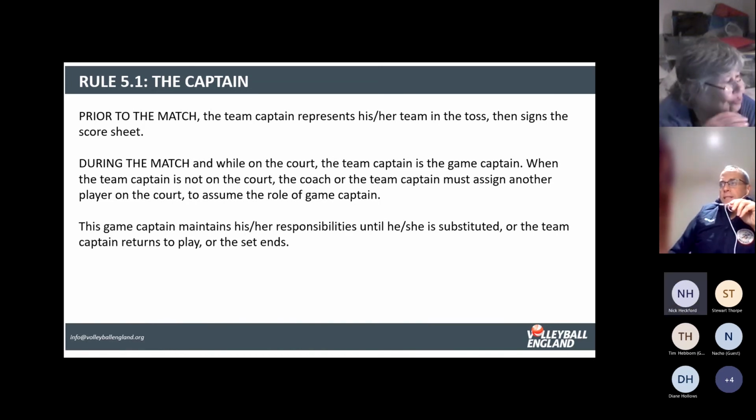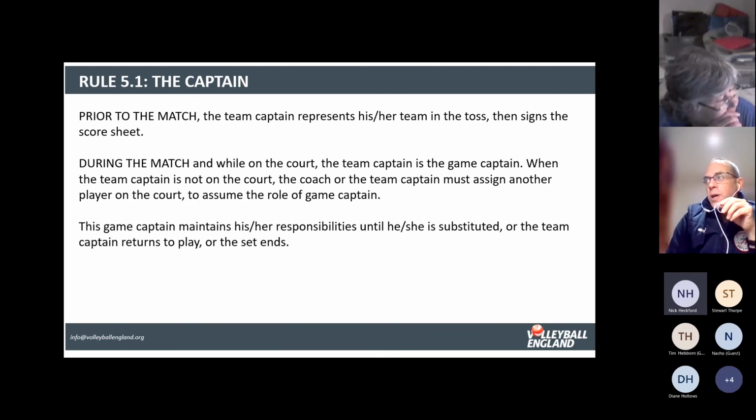So the captain, prior to the match, represents his or her team at the toss and signs the score sheet. During the match and while on the court, the team captain is the game captain. When the team captain is not on the court, the coach or the team captain must assign another player on the court to assume the role of game captain. This game captain maintains his or her responsibilities until he or she is substituted, or the team captain returns to play, or the set ends.